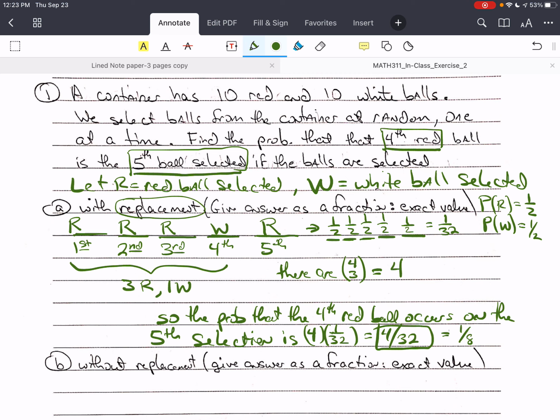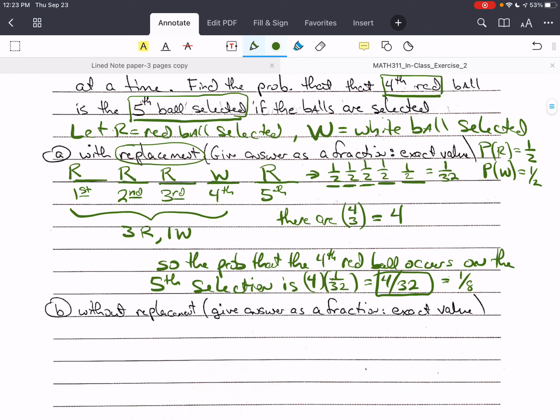Now, we're going to do this without replacement. It's the same principle. I'm going to say that the first one is red, the second one is red, the third one is red, the fourth one is white, and it doesn't matter as long as there's 3 red and 1 white in the first 4, and then the 5th one has to be red. So this will be the first, second, third, fourth, and fifth.